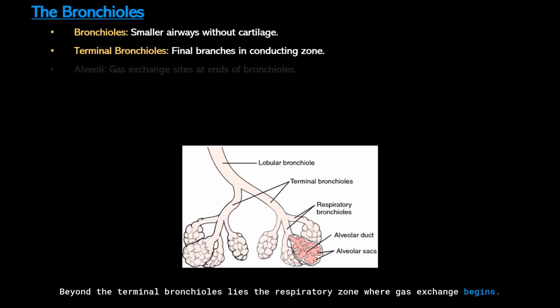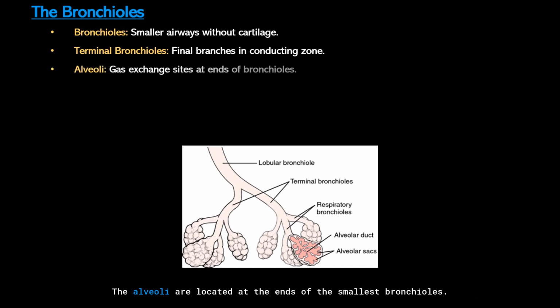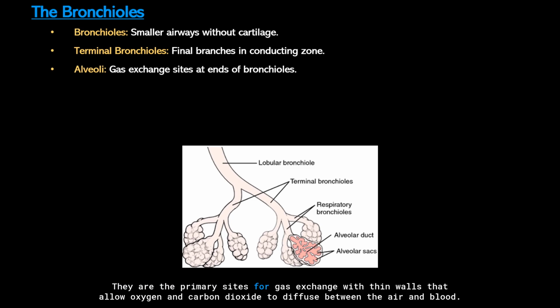The alveoli are located at the ends of the smallest bronchioles. They are the primary sites for gas exchange, with thin walls that allow oxygen and carbon dioxide to diffuse between the air and blood.